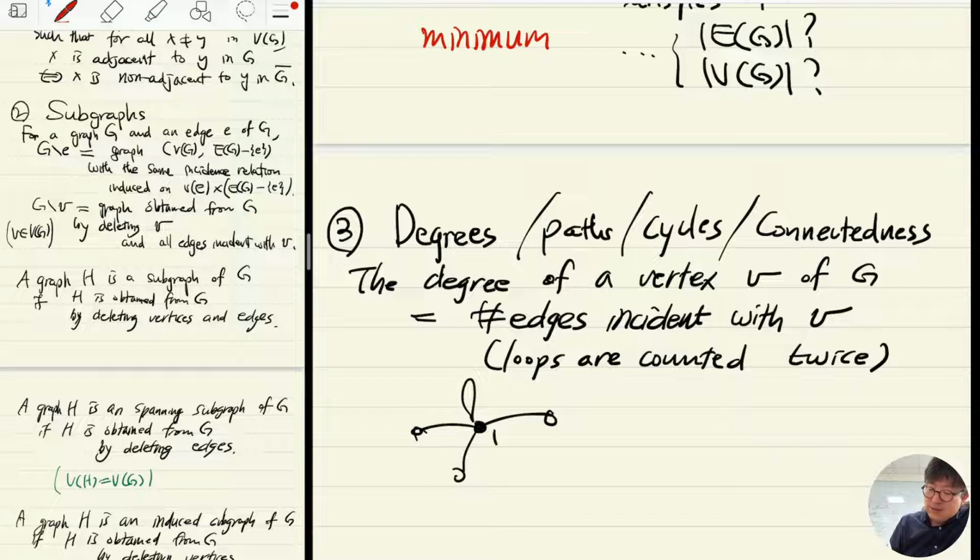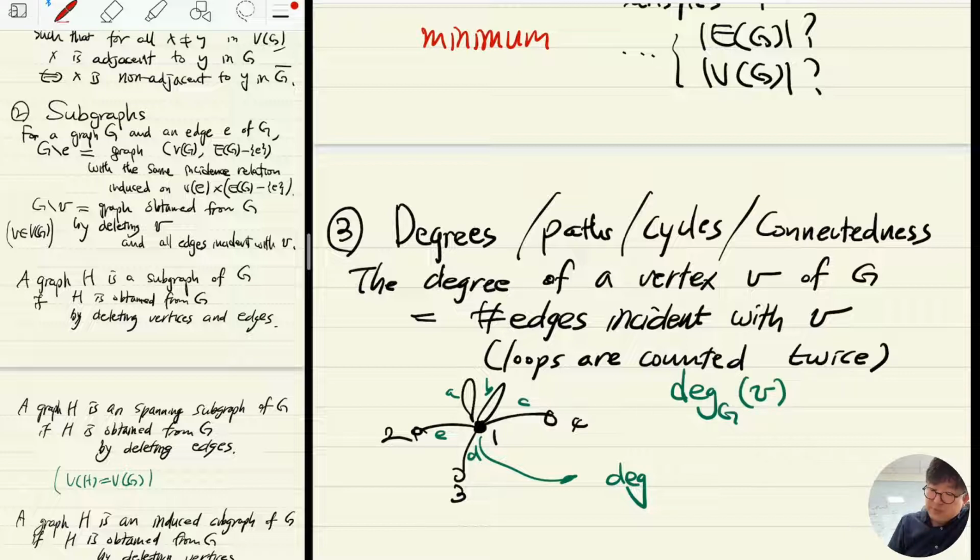this, so this is 1, 2, 3, 4, and there are 4 loops A, B, C, D, E, then the degree of this vertex, so we write deg G of this vertex 1, is equal to, you may say 5. No, actually 7. Why? Because it's 3 plus 2 times 2. Yeah, 2 is the number of loops, and each loop is counted twice.